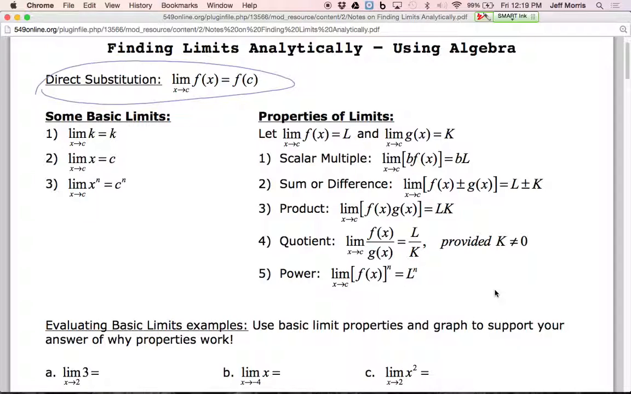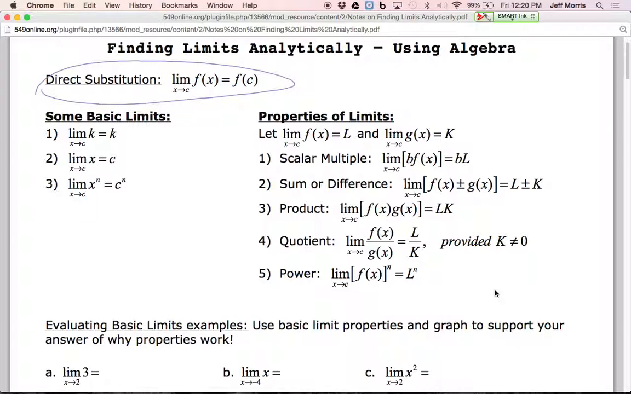How close can you get? You can actually get there. If you can get there, that's great. The closest possible is to actually be there. But the idea is not what it is. It's not whether or not you can get there. The idea is what would be there if you could get there. How close can you get? As close as you want. And the closer you get, what does it look like? What does it seem like those y values are approaching?